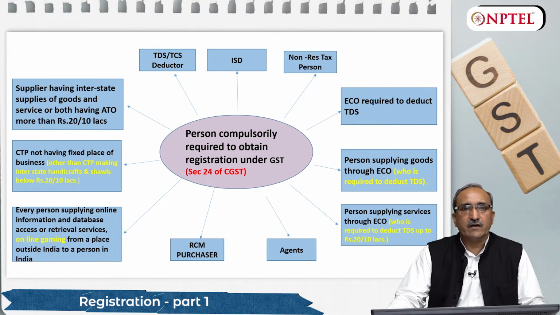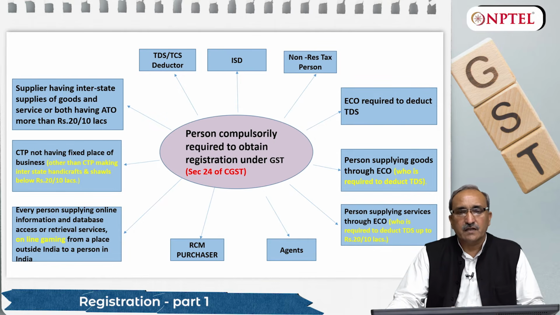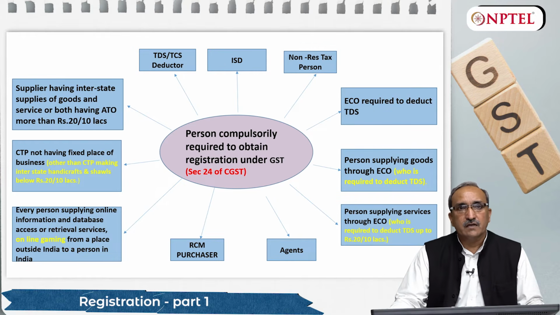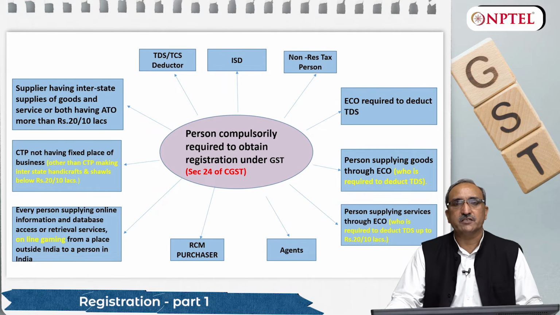Then every person supplying online information and data access services, like online gaming and all, is supposed to take a GST number under GST registration. A casual taxable person not having a fixed place of business, whenever they are going for any exhibition or some fair, etc., is supposed to take a GST number without failure. A supplier having interstate supply of goods and services whose turnover is more than 20 lakh rupees or 10 lakh rupees is supposed to obtain a GST number.